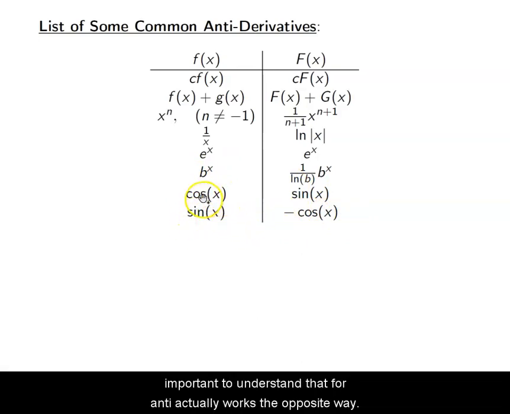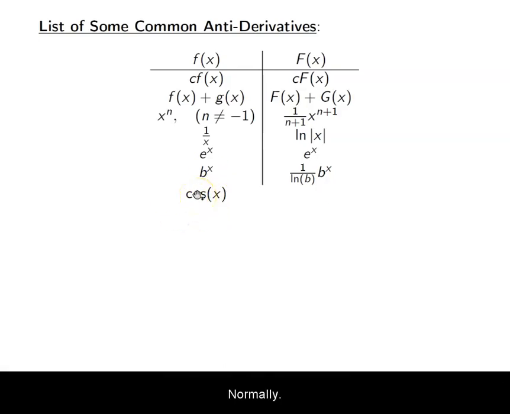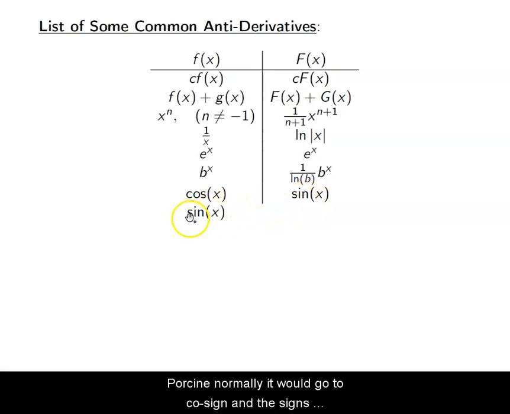So here it's really important to understand that for antiderivatives, it actually works the opposite way. Normally, when we take the derivative of cosine, we know it goes to sine and it changes sign. However, for the antiderivative, it does not change sign because you're doing the opposite of what you would for the derivative, so it stays the same. For sine, normally it would go to cosine and the signs would stay the same when we do a derivative. But since we're doing the antiderivative, it does not stay the same. It actually changes sign. So I get a cosine, but it changes sign to be negative.